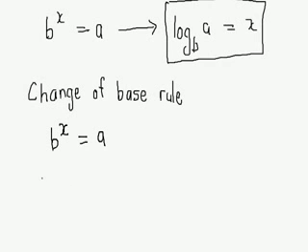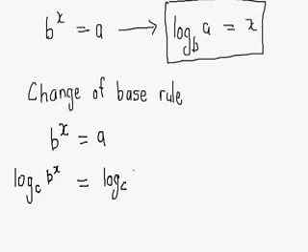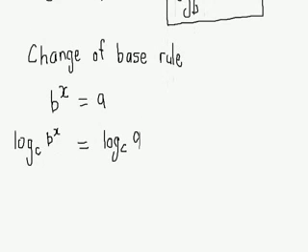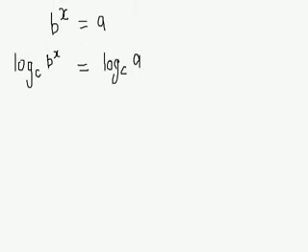what I'll do is take a log to some other base, let's say base c, of b to the x, and I'll take the log of that on the other side as well, log to the base c of a. Now c could be any base, it could be 10, it could be e, but I've just called it c to keep things general for the moment. So I've taken logs of both sides, so I haven't changed anything.